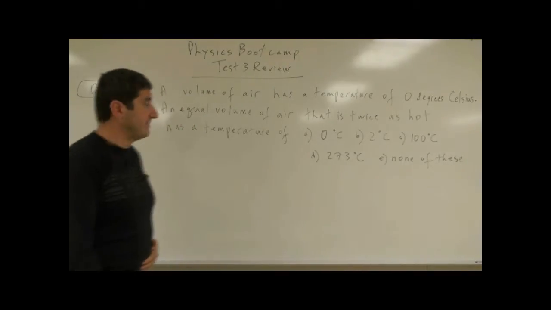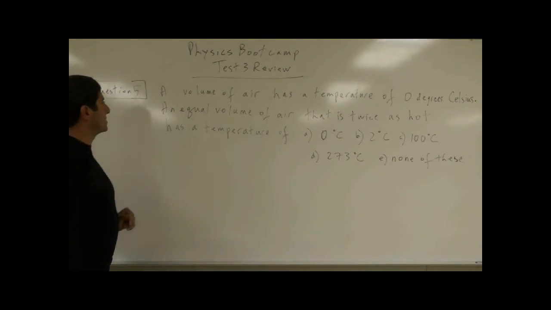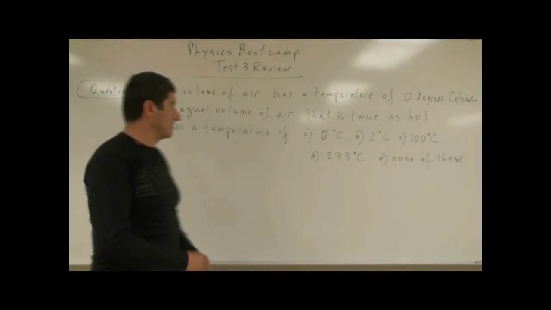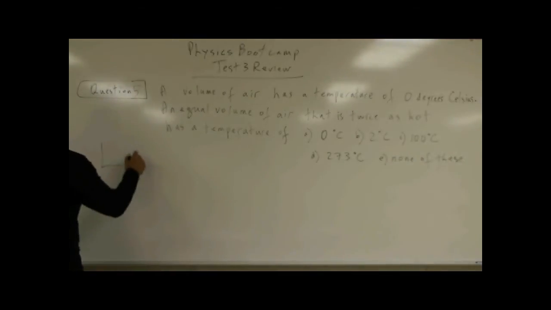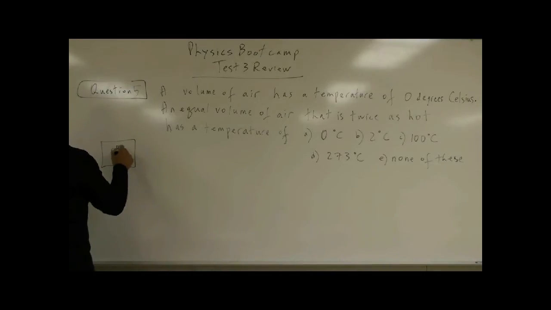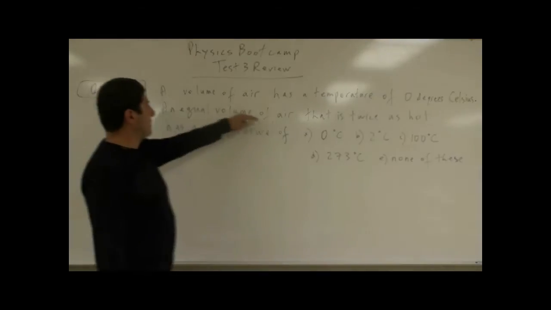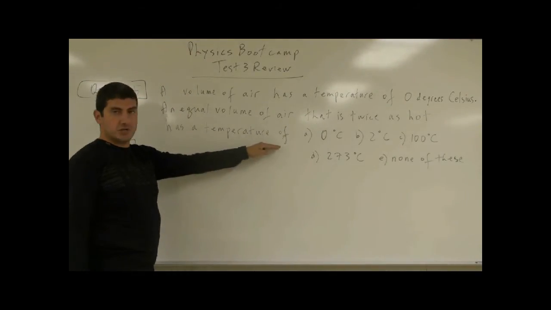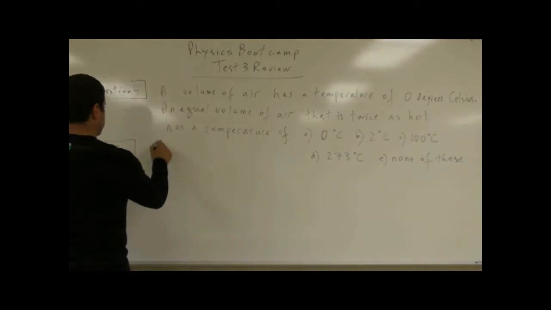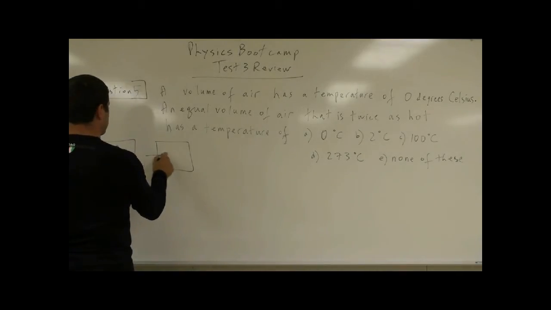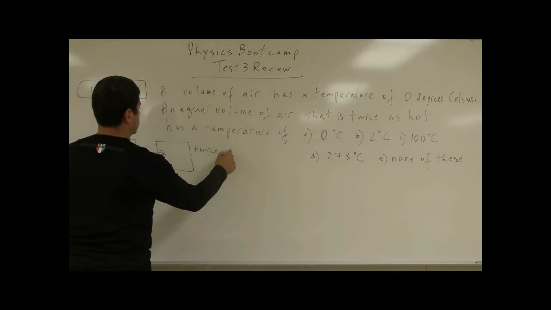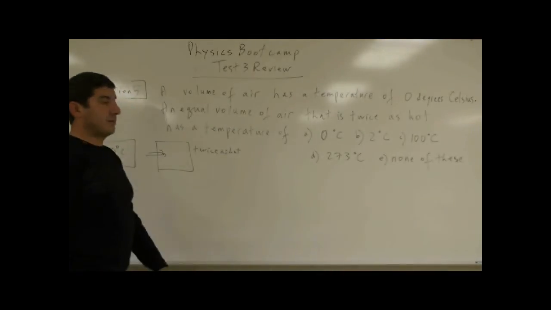To question 5 of the test 3 review, it says a volume of air has a temperature of 0 degrees Celsius, right? So you have a certain volume of air at 0 degrees Celsius. An equal volume of air that is twice as hot has a temperature of what? So another equal volume of air, this one is twice as hot. So what is its temperature?